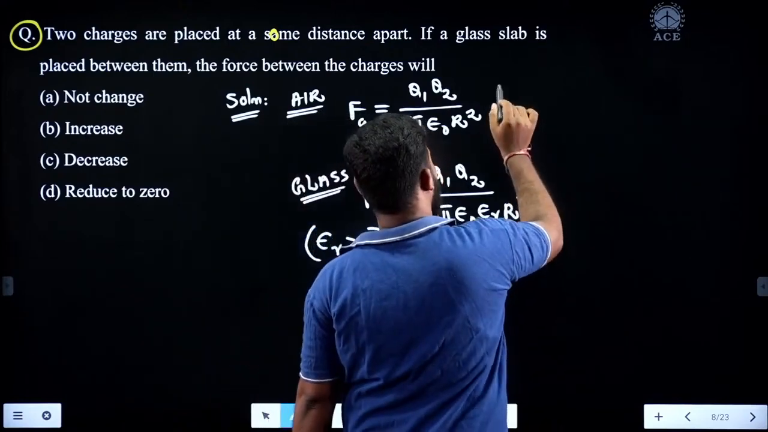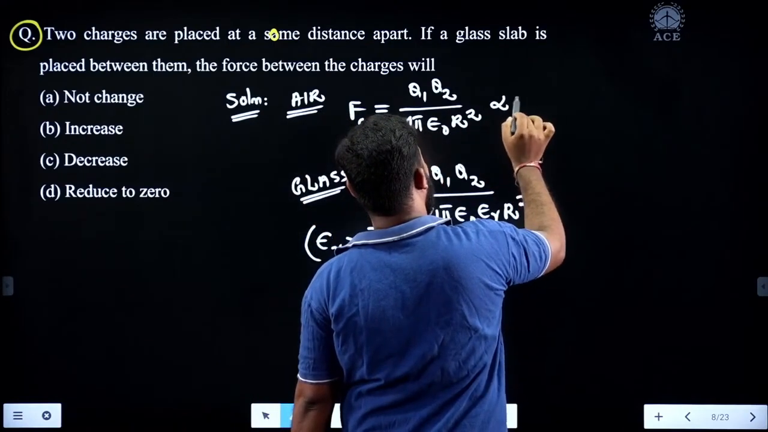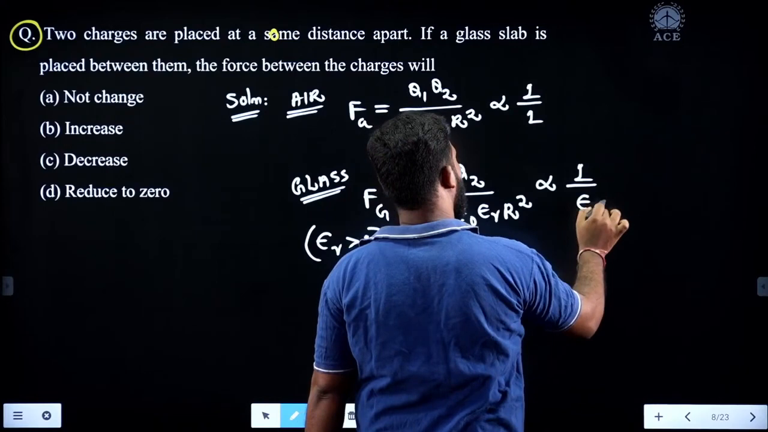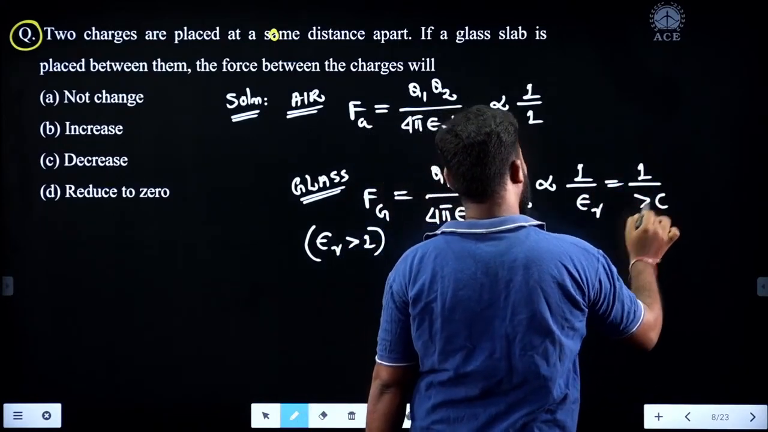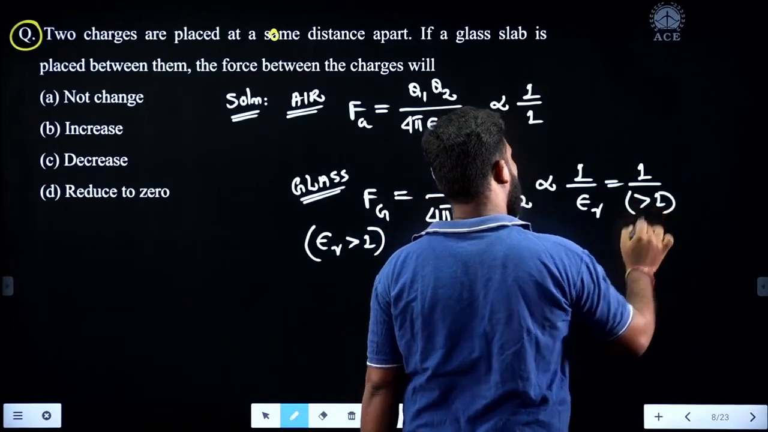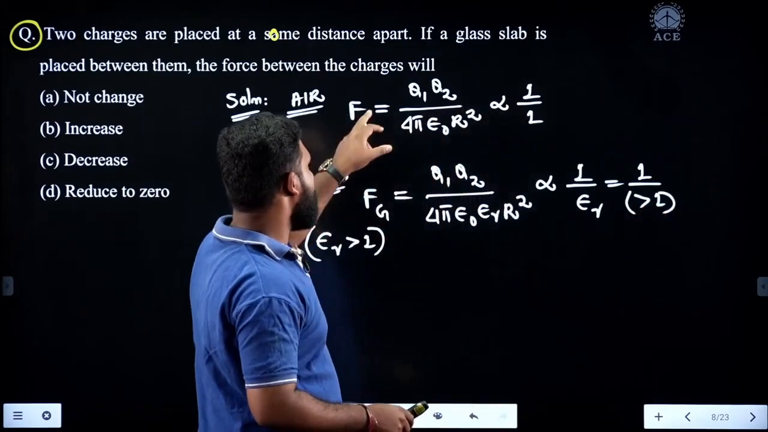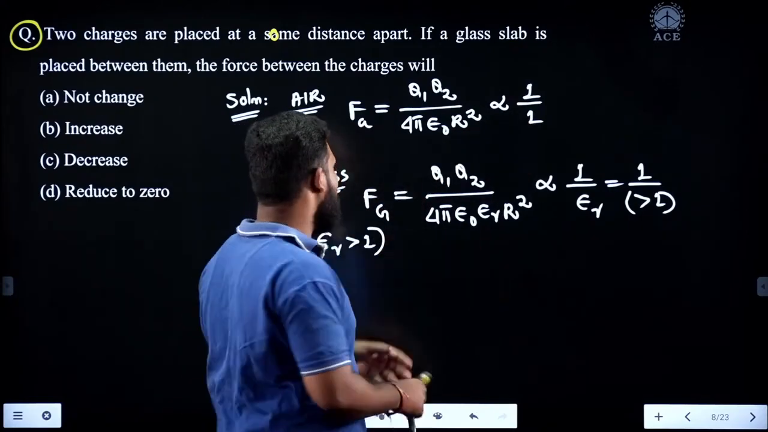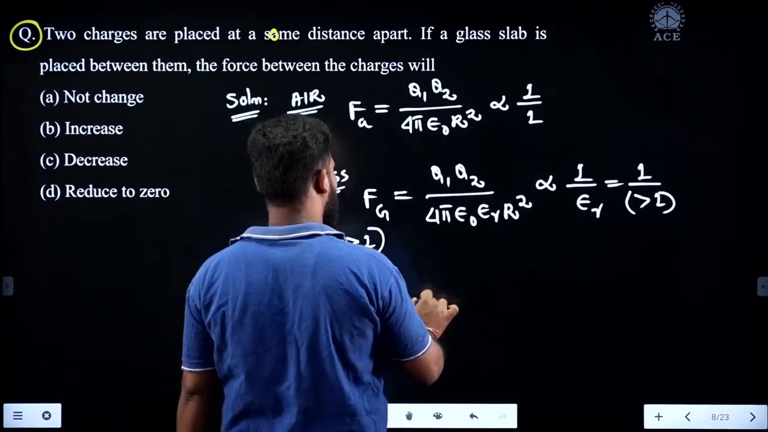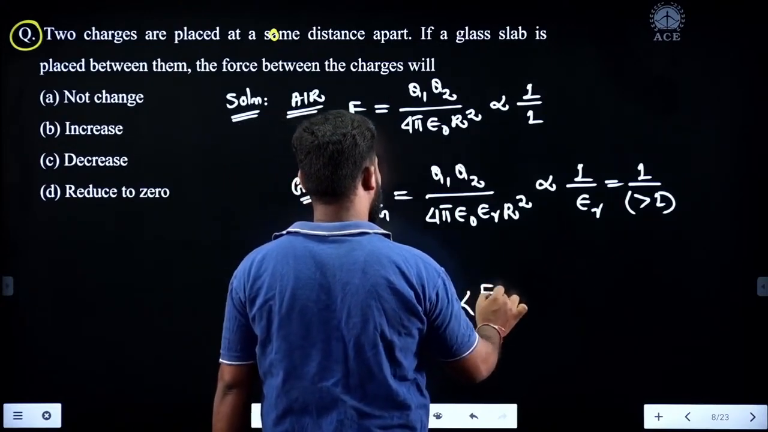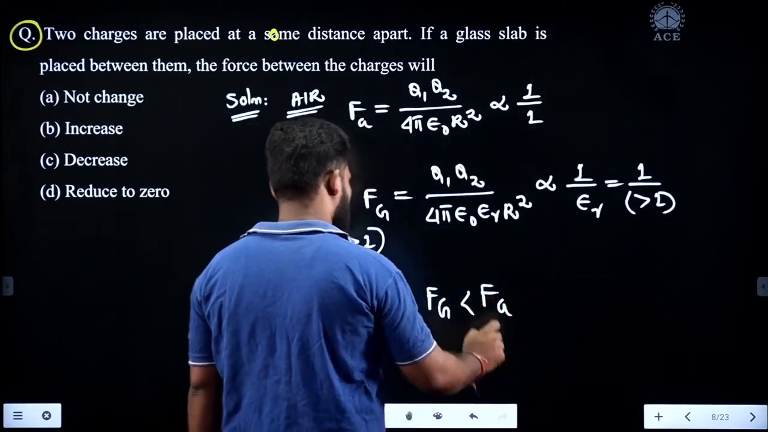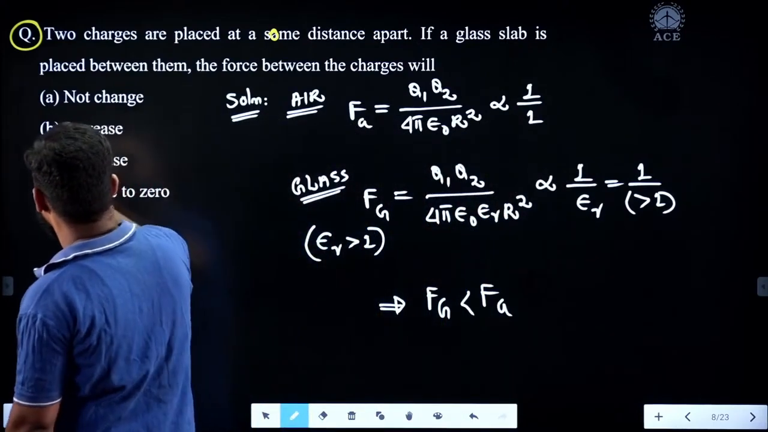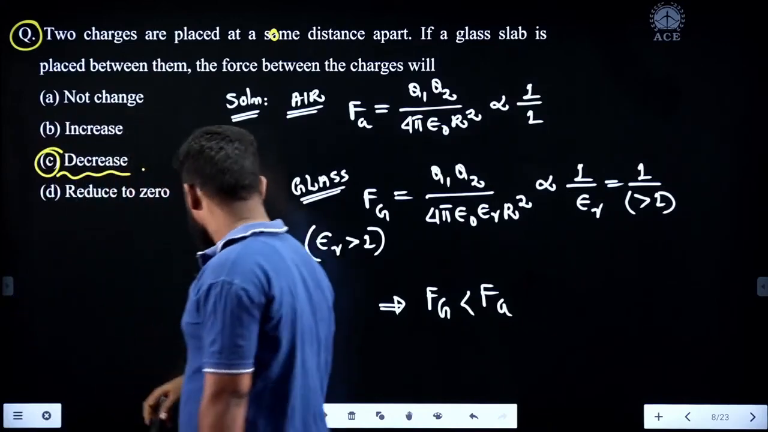So there is no extra factor here; for air, epsilon R value is 1. Here, for glass, epsilon R is greater than 1. So in the denominator, if it is greater than 1, this will be less compared to this one. There is nothing like an extra term here. So in the denominator you are getting some value, and that is going to reduce the force. So what happens here? FG will be less than FA. Clear? So it decreases. Decrease. Option C.